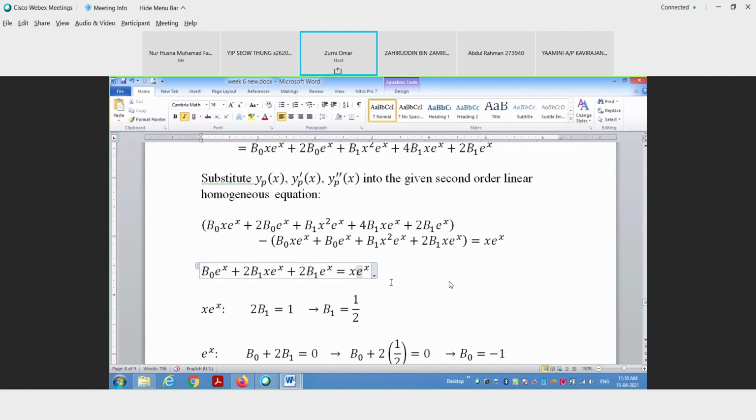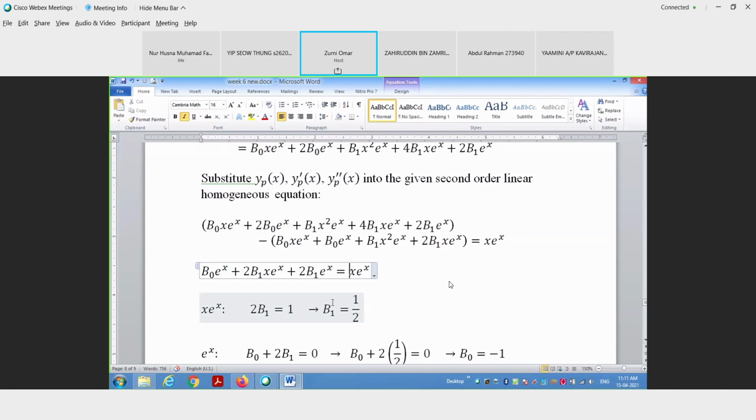Now you need to compare the coefficients. Here we have x e^x, and the coefficient is 2b1. On the right we have x e^x with coefficient 1, the coefficient of x is equal to 1. That means 2b1 equals 1. This implies that b1 equals 1/2.